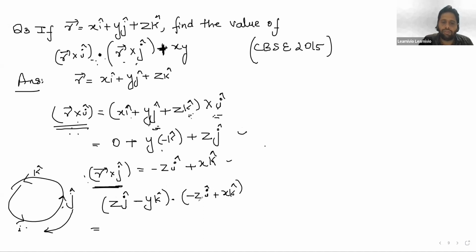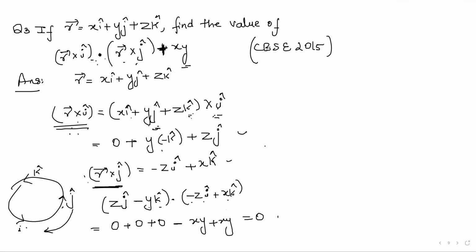Now j dot i will give you 0. This with k will give you 0. Minus this will give you plus 0. This with this, minus xy k cap dot k cap will give you 1. And in the question here you have a plus xy. So final answer is 0. Okay, is it clear? Is my voice audible? Is it clear? Yes, sir. Okay, great, great.